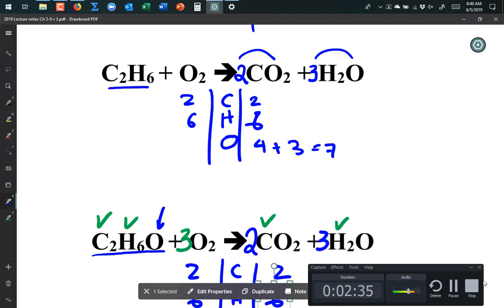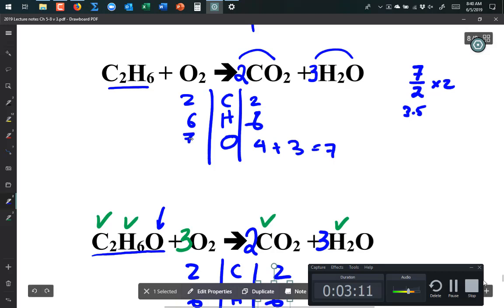So, but oxygen on the left-hand side comes as O2, right? How do you get seven from two? Yeah, three and a half. Does that make sense? Like, if I need to get seven out of two, this is 3.5, right? Then you use seven halves.